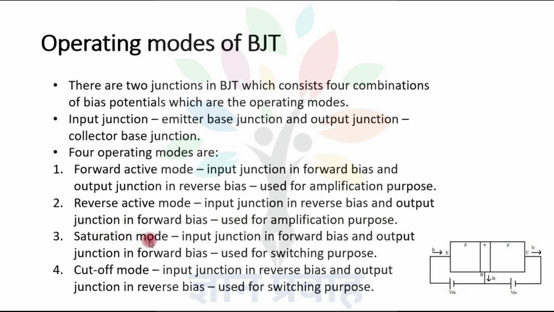In case of saturation mode, the input junction is forward biased and the output junction is forward biased. It means both junctions are forward biased in case of saturation mode, and this mode is used for switching purpose. Cutoff mode, when the input junction is reverse biased and the output junction is reverse biased, it means both junctions are reverse biased. It means this one is cutoff mode, and this mode is also used for switching purpose.